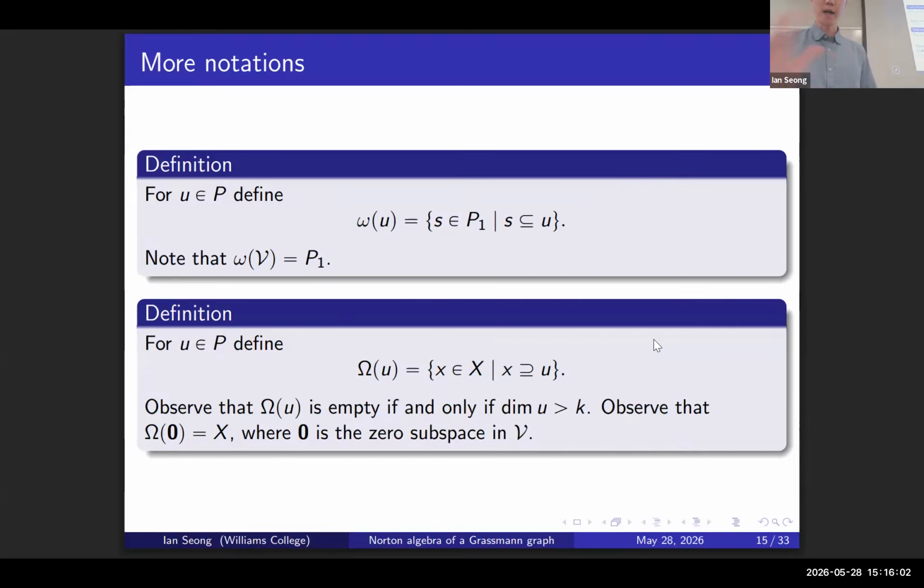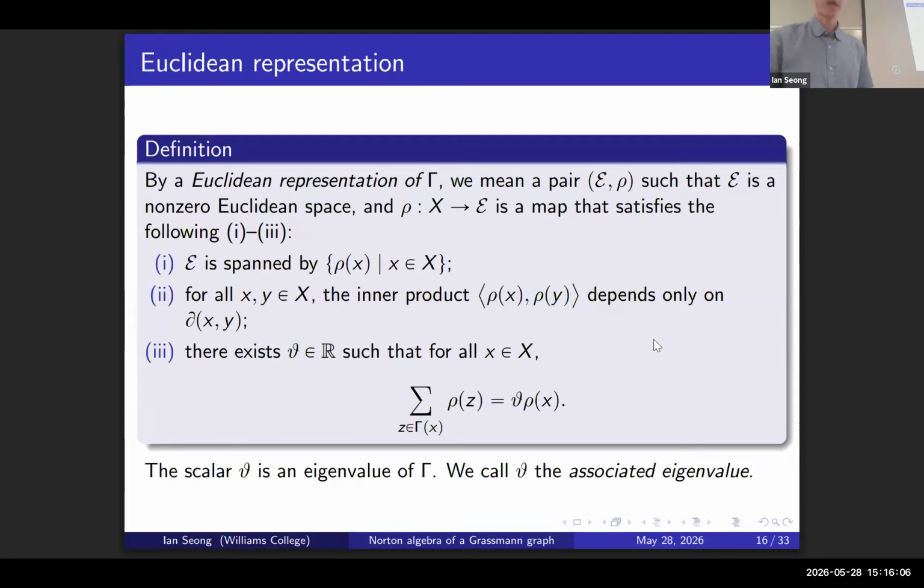Okay, so we defined omega, the small omega and the capital omega. With these notations, we're going to define what is called a Euclidean representation. This is all the technical stuff, but long story short, the Euclidean representation is basically a nice way to represent a graph on an eigenspace. So here's the exact definition, but let me just give you a few examples, both for the sake of time and for the ease of understanding.